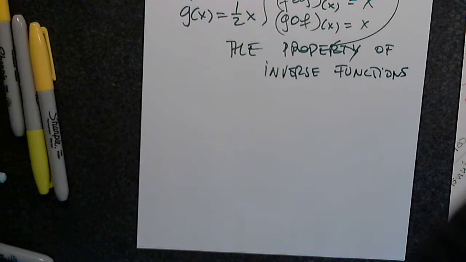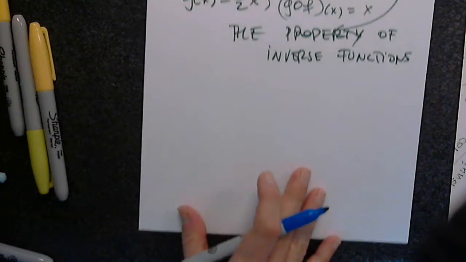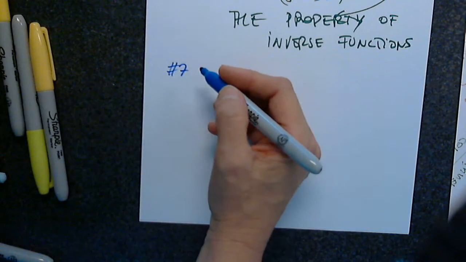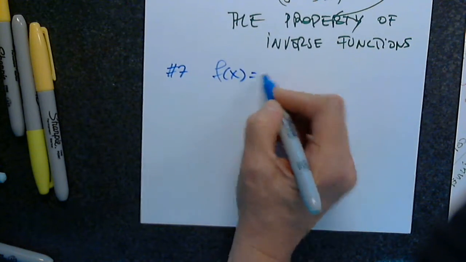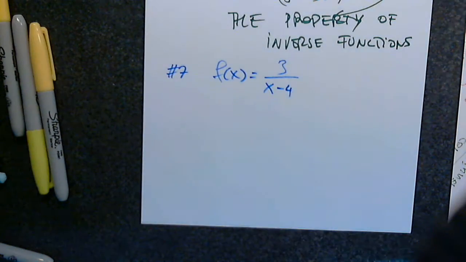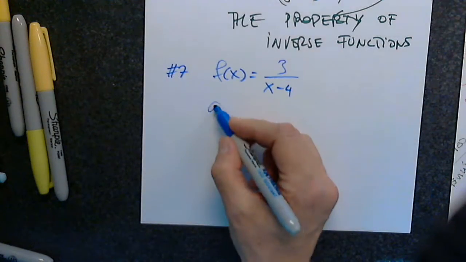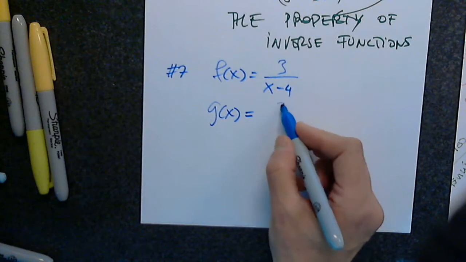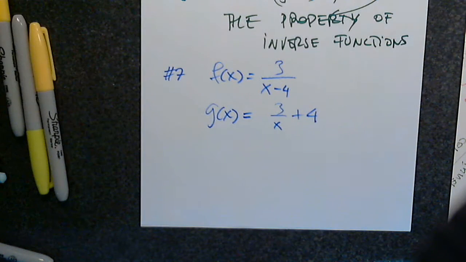So let's look at one example, and that is on page 321, number 7. And then we'll stop. We are given f of x equals 3 over x minus 4, and we are given g of x, which is 3 over x plus 4. In this problem, we are asked, are these inverses of each other?